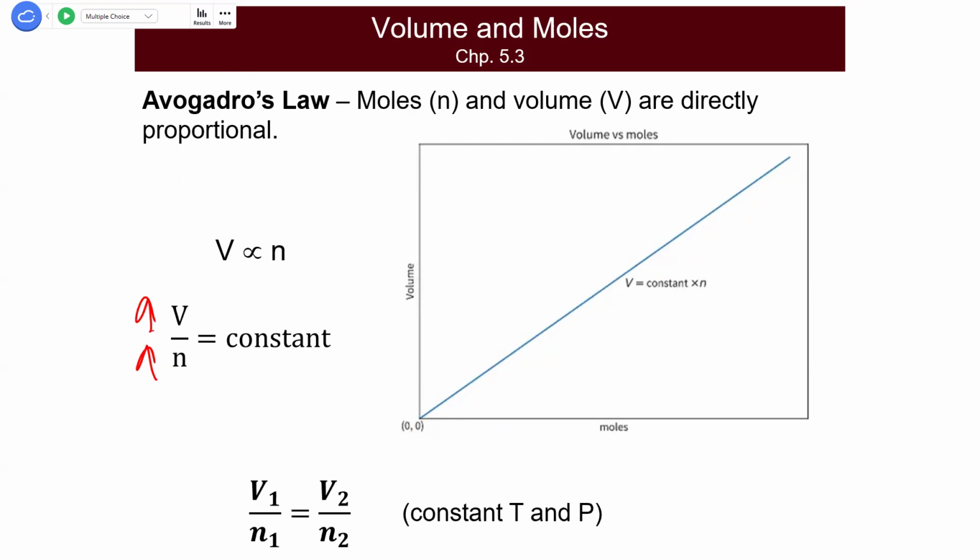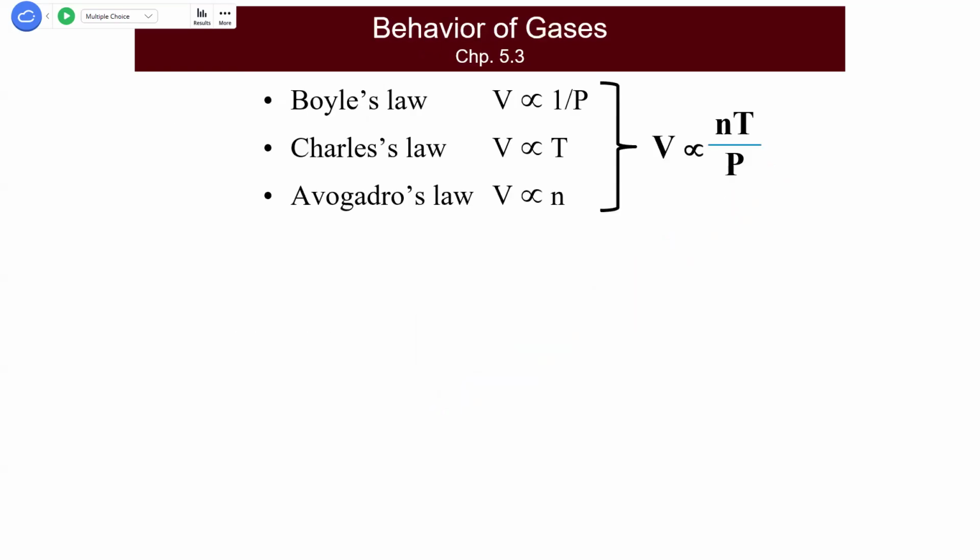So this looks very similar to Charles's law, where you have volume over temperature, but this time it's volume over moles. Those three different laws that we talked about, Boyle's, Charles's, and Avogadro's, all relate volume to either the moles, the temperature, or the pressure. When volume increases, that means the number of moles and the temperature have to increase, and the pressure has to decrease.